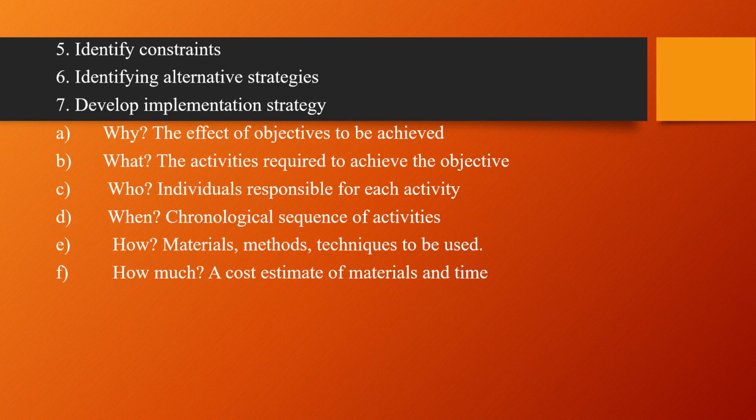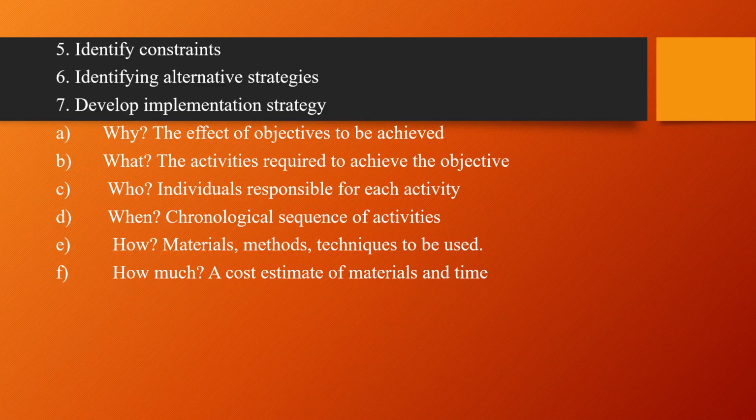And going to the seventh step is development of implementation strategy. How to develop an implementation strategy? These are the following things that should be followed in implementing a plan or a program: why, what, who, when, how much, why, the effect of the objective to be achieved. That is one of the first implementation strategy.